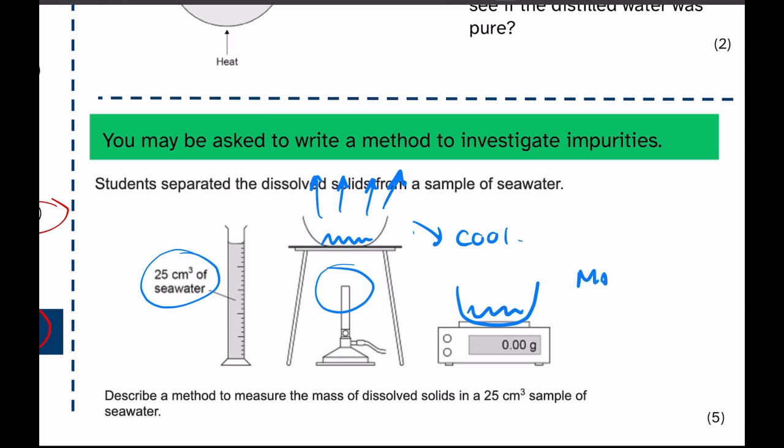You find the mass of the evaporating basin plus the solids, and you take that away from the mass of the evaporating basin, and that will give you the mass of the solids that were in that sample of water.